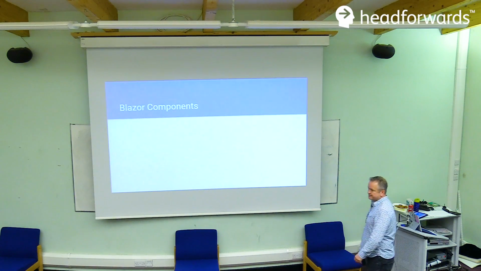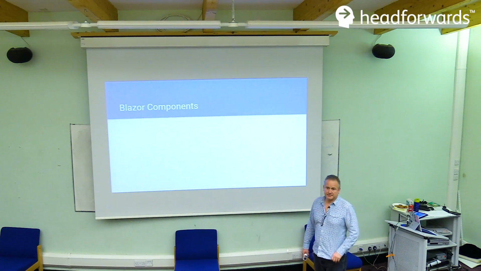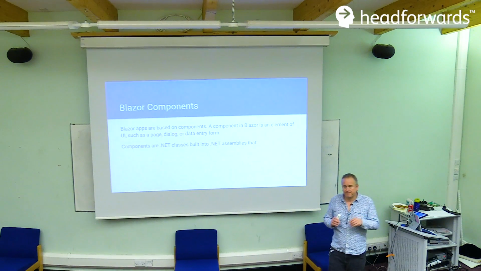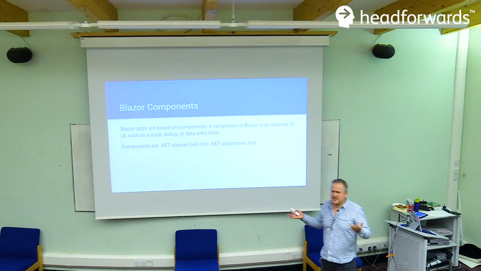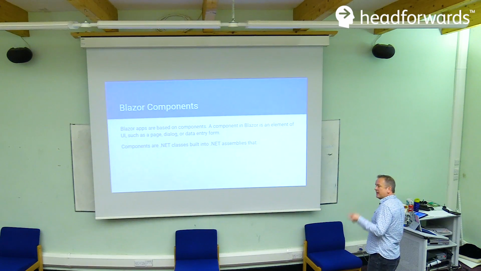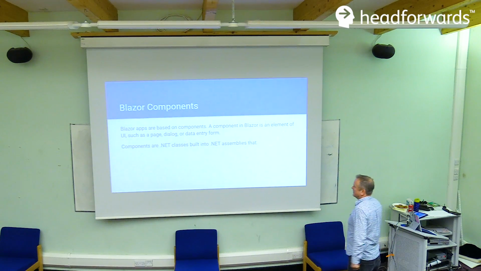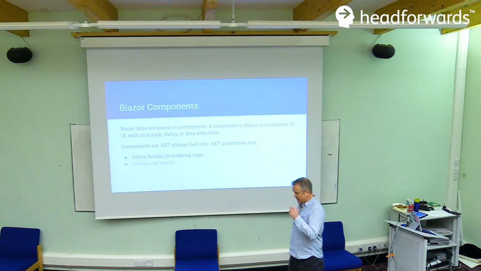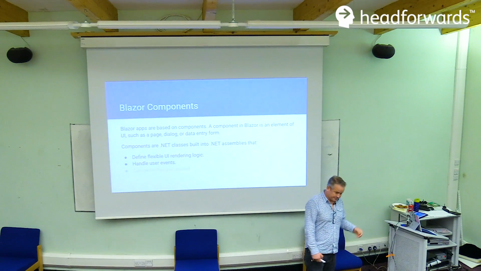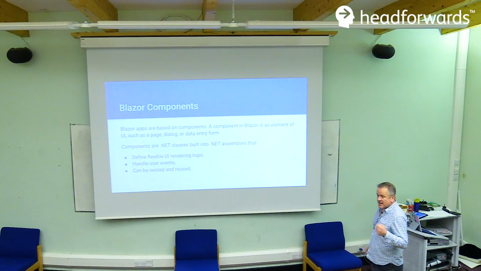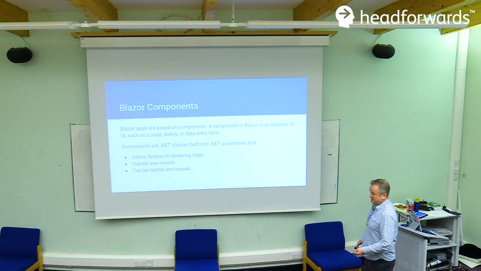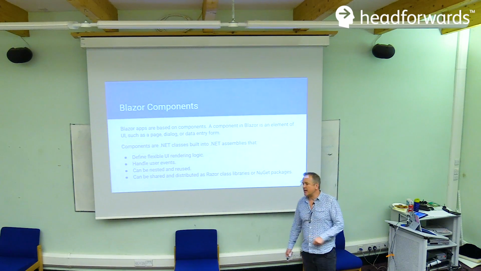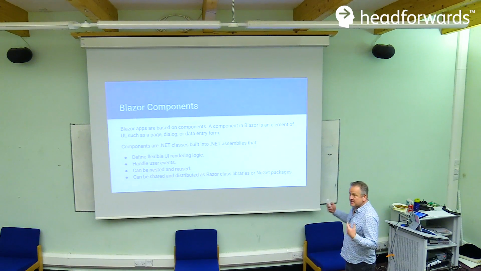Blazor itself is based on components. A component is something such as a page, a dialogue, a small piece of UI, a data form. It can all be broken down into .NET classes that you can write nice and easily. You can define all your logic in the class. You can handle user events in the class. These classes can be nested and reused. They can be distributed as class libraries. They can be distributed as NuGet packages. It's allowing you to get these things out into the world.